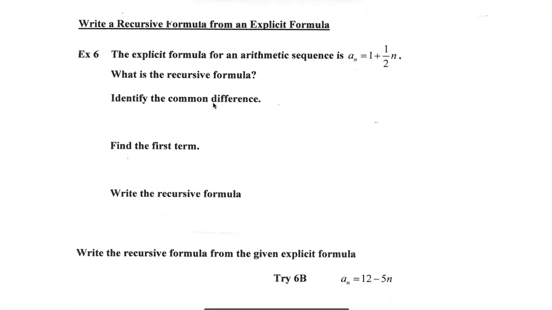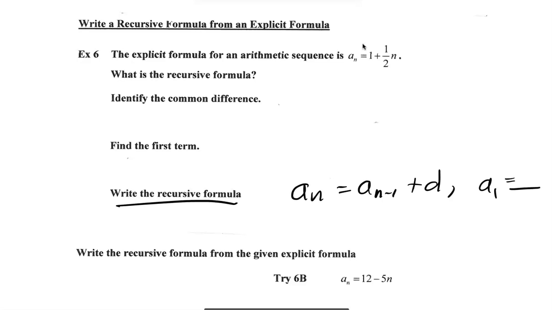Let's do how about if we do the other way around? What if I give an explicit formula I want to write as a recursive formula? Right, well, a recursive formula is just this formula. An equals an minus 1 plus d, and then we have our first term, right? So all we have to do is find the common difference and the first term, very similar to what we did last time, to find those 2 things. So here, what is the first term? I don't know it yet, but I do know the common difference. The common difference is always the slope. That right there is our common difference, 1/2.